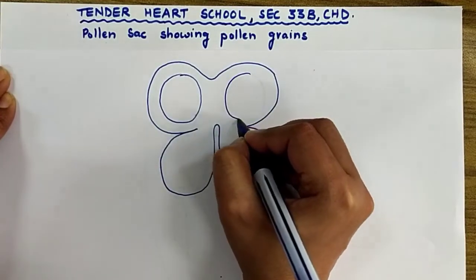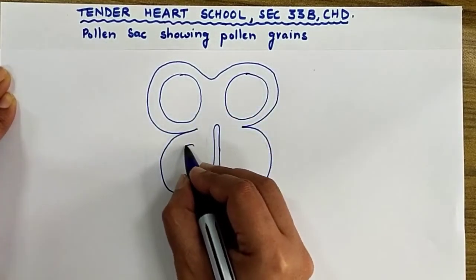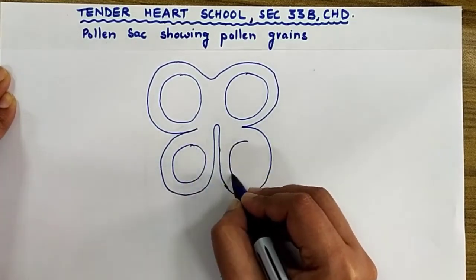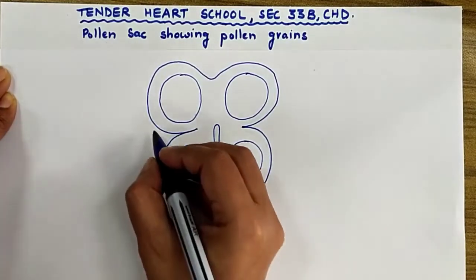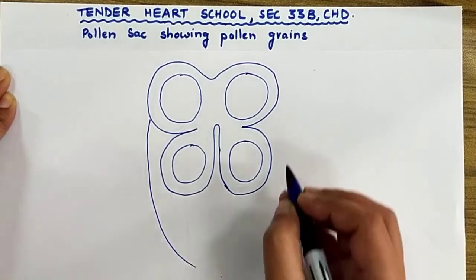Each of the bilobed structure is further having two of the pollen sacs. So in total we have 4 pollen sacs. So these are the pollen sacs. Let us draw the lower portion.